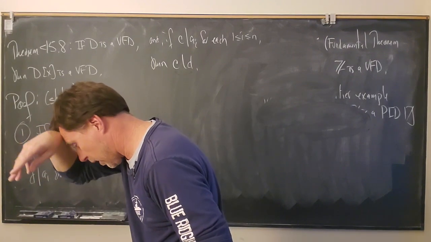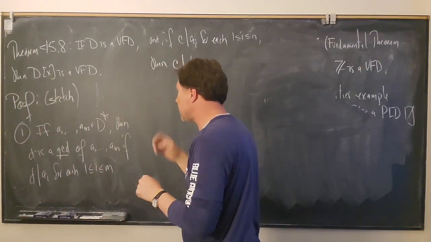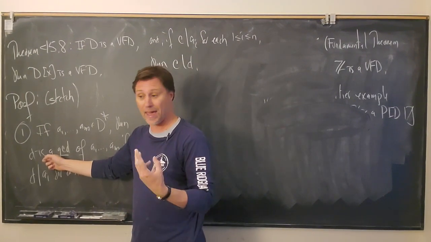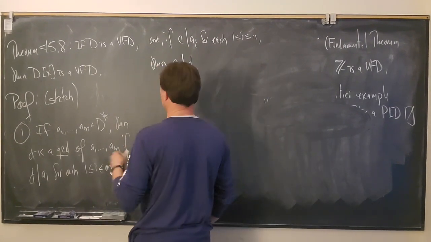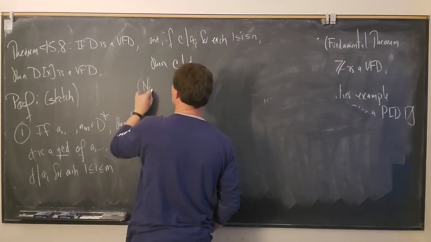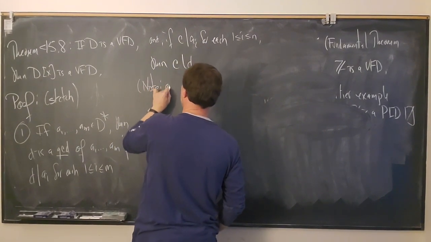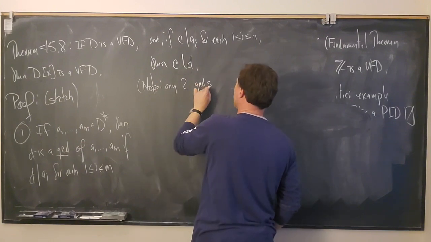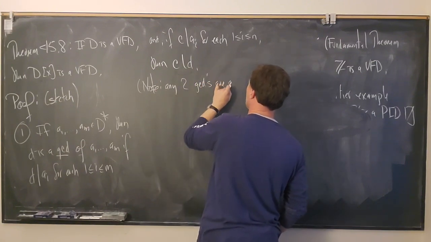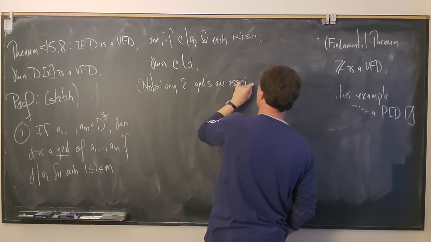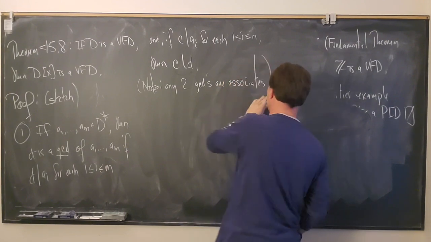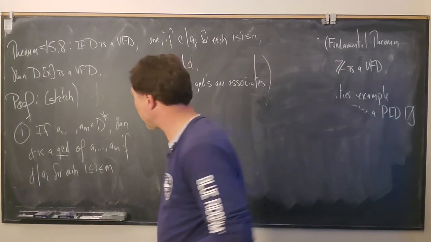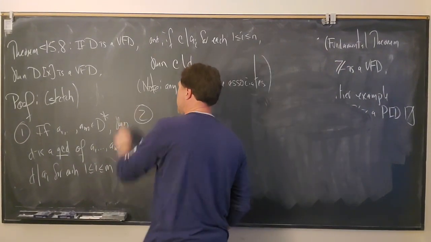One thing to be aware of, any two GCDs are associated. So notice, I did not say the GCD. I said a GCD. So let's just say, note, any two GCDs are associates. So they just differ by a unit. Okay, so there's step one, is we need this notion of GCD.